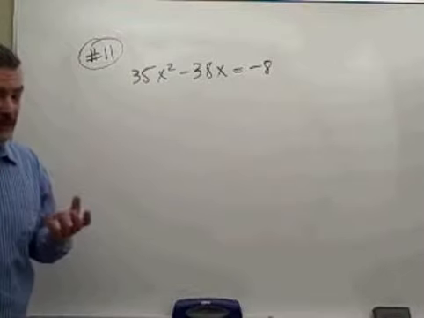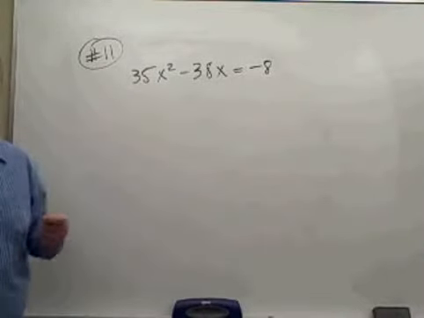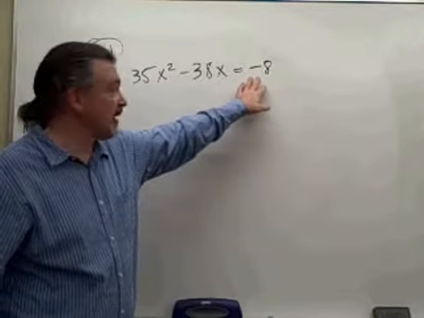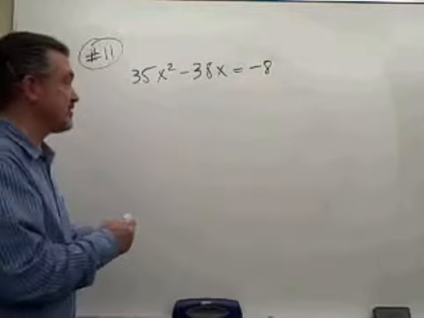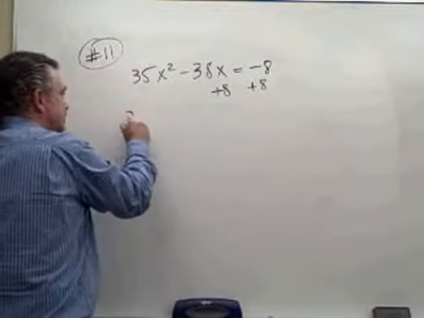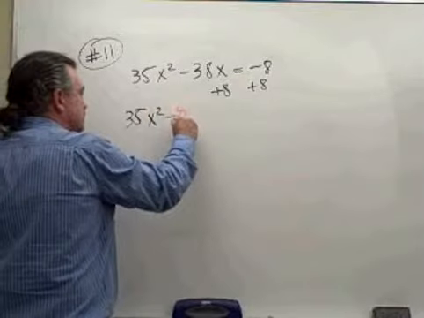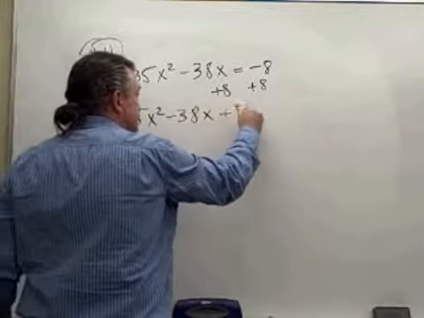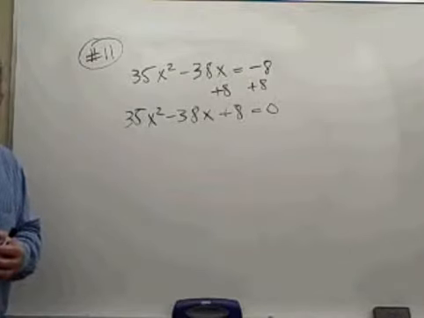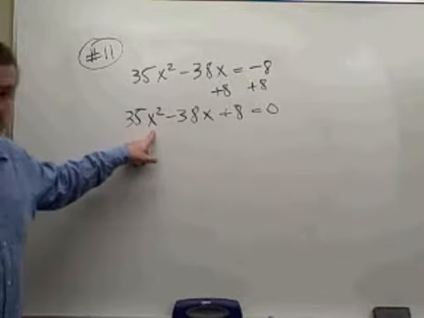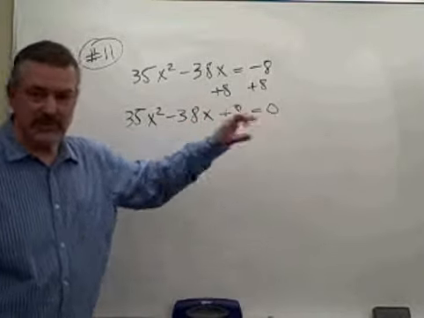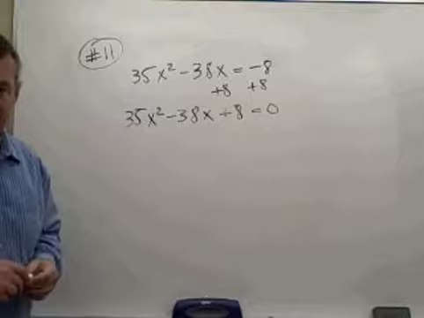And to be in standard form, we need to have 0 on one side of the equation. Well, that would be relatively easy to produce if I were to simply add 8 to both sides here. Now I have my equation in standard form, squared term first, first power term second, constant third equals 0. Now we want to factor that trinomial.